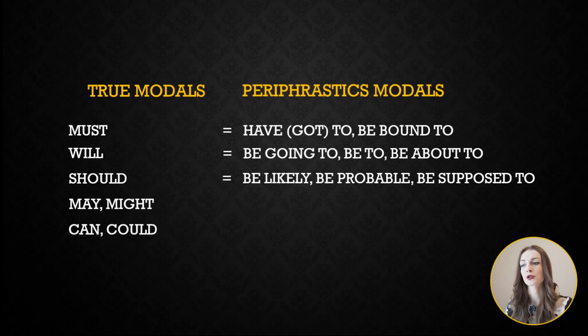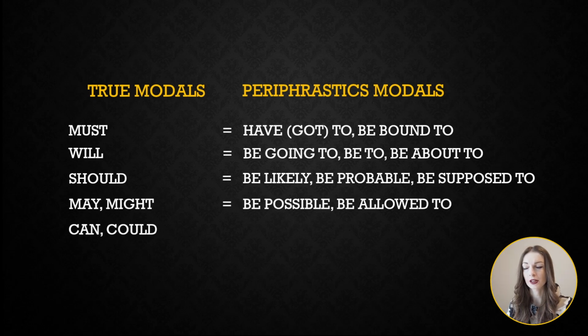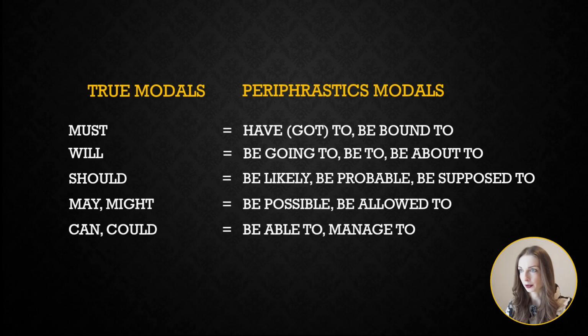Should can be paraphrased into be likely, be probable, or be supposed to. Should expresses a piece of advice or a suggestion, something that is recommended or is a good idea. Be likely, be probable, be supposed to express similar things. May and might express possibility, and permission or prohibition, as well as these structures, be possible and be allowed to. Can and could express ability, as well as be able to or manage to. It's more than just an ability to do something. Manage to expresses that the action has been completed. So the completion of the action and its success.